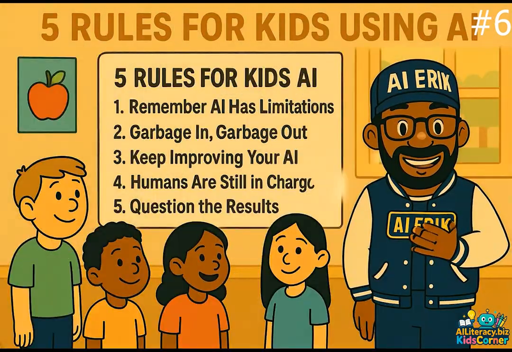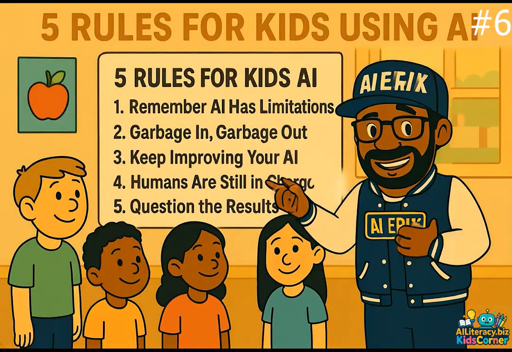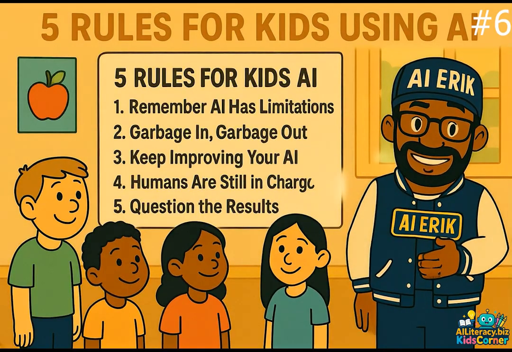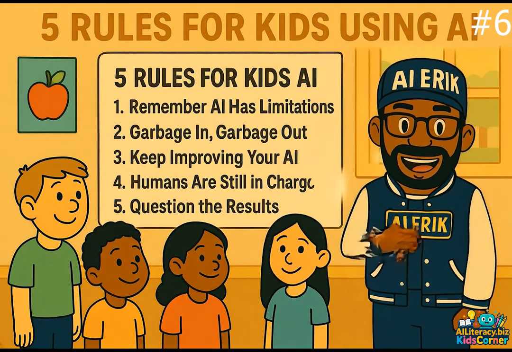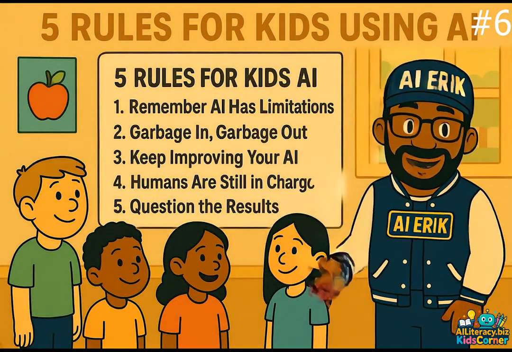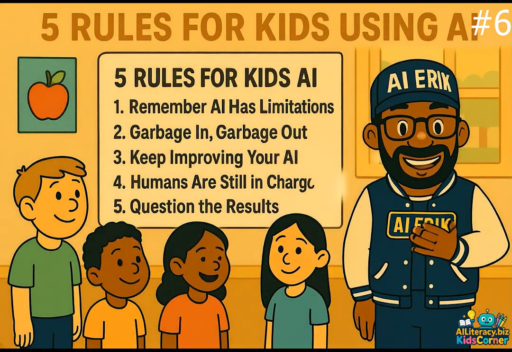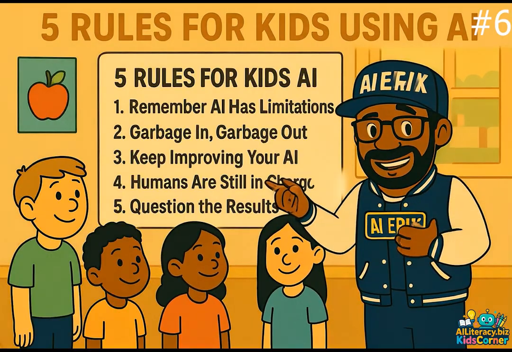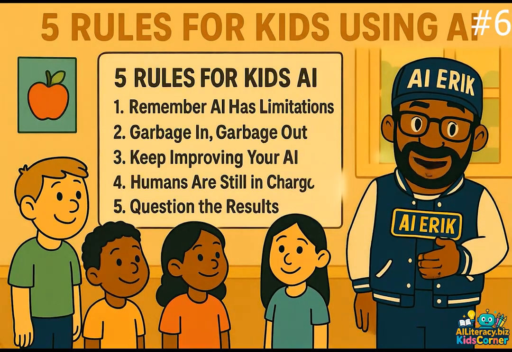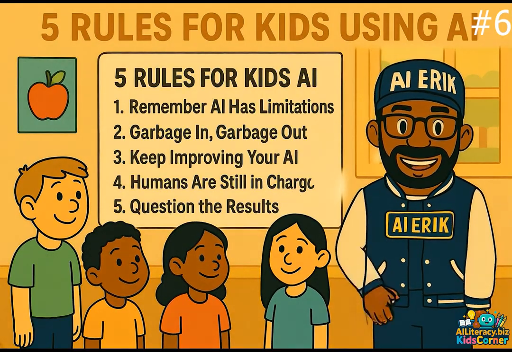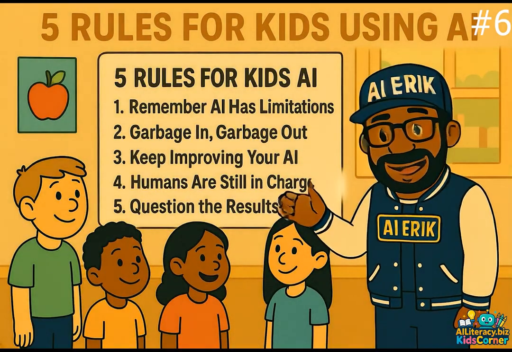1. Remember, AI has limitations. Even smart machine learning systems make mistakes and have blind spots. 2. Garbage in, garbage out. If we train AI with poor or biased examples, it will make poor or biased decisions. 3. Keep improving your AI. The best machine learning systems keep learning from new examples.